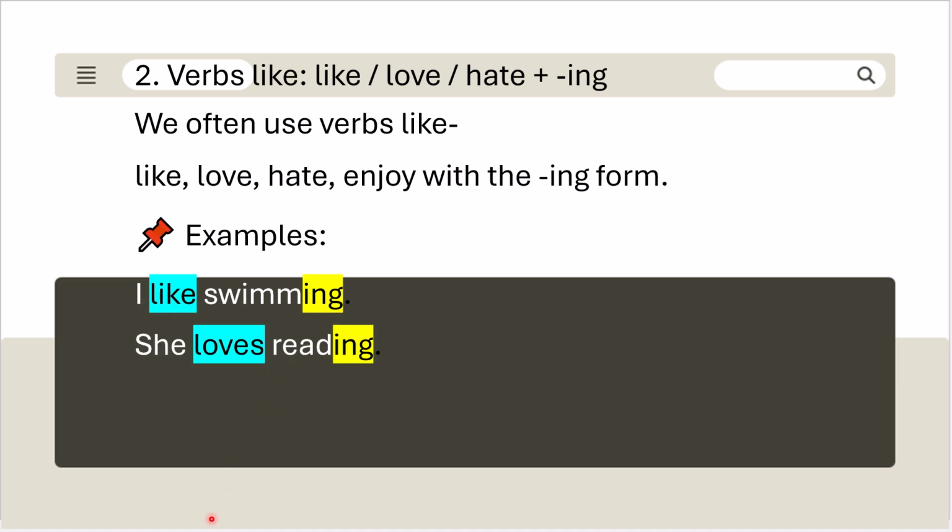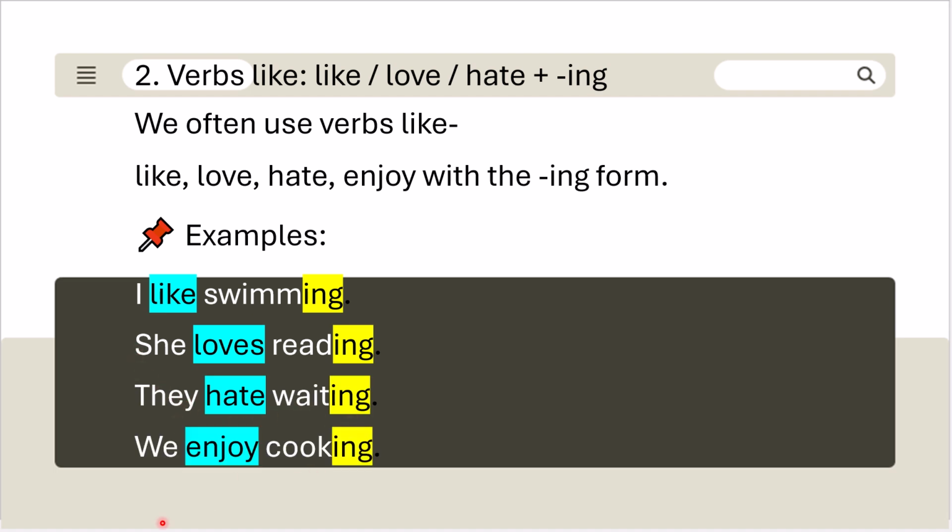She loves reading. They hate waiting. We enjoy cooking. So let's see how the words have been used with the ing form. These are all the verb forms, or the gerunds. I hope you understood this part of the grammar. Let's move on to the next part.